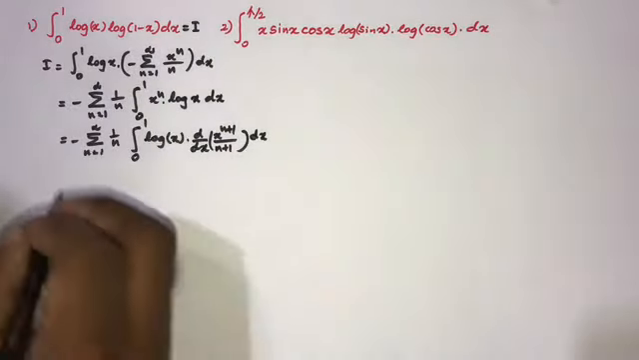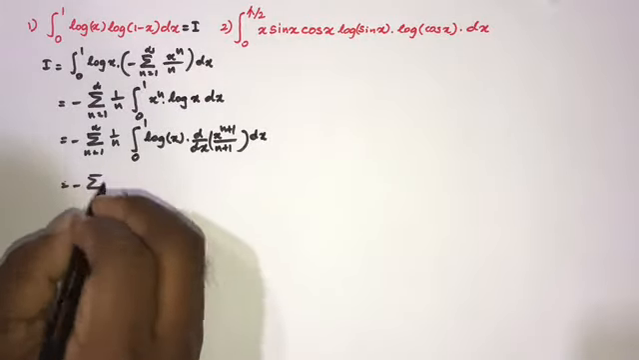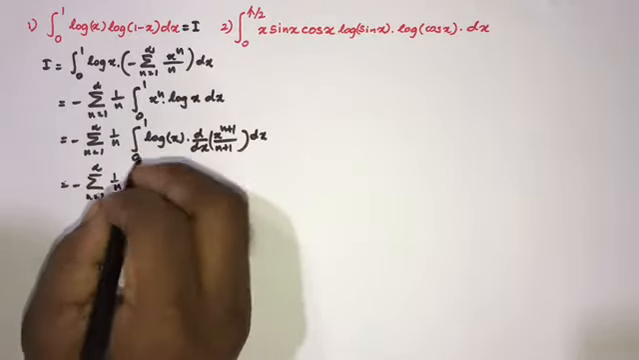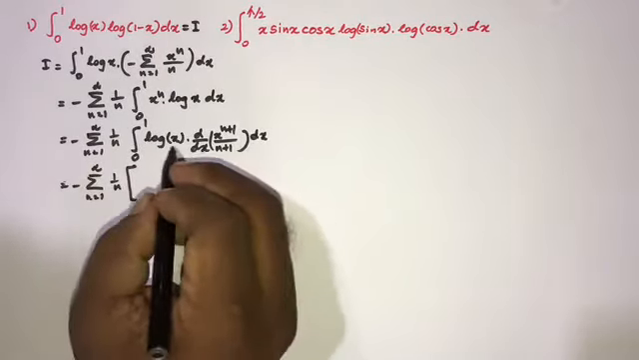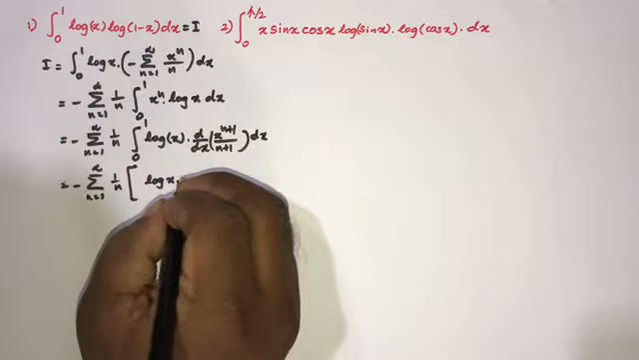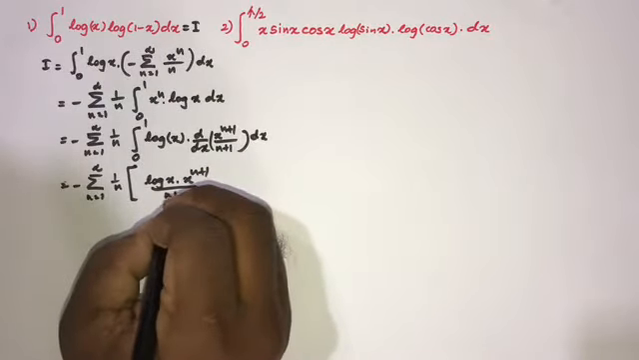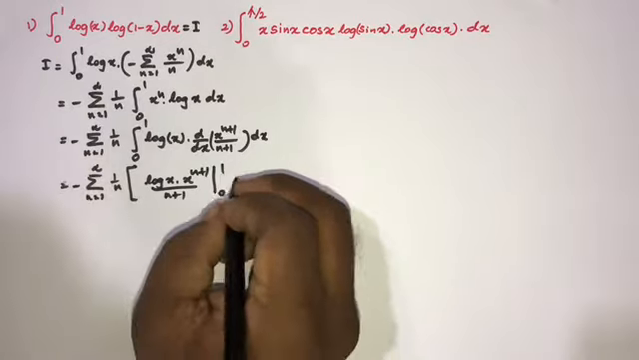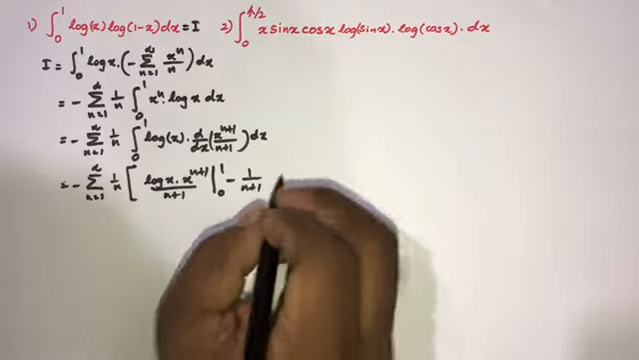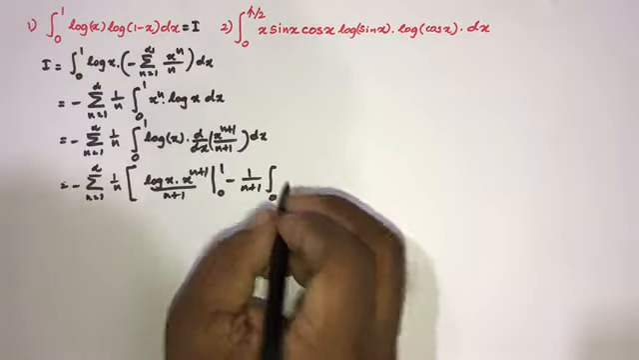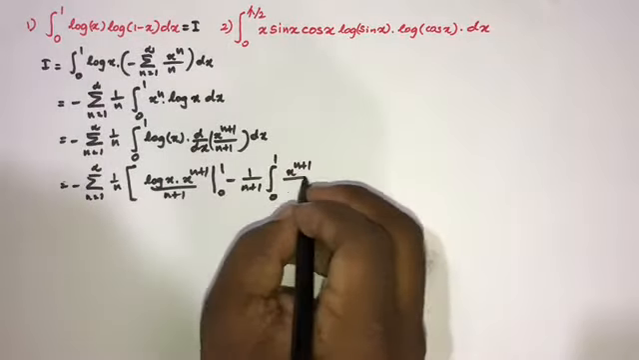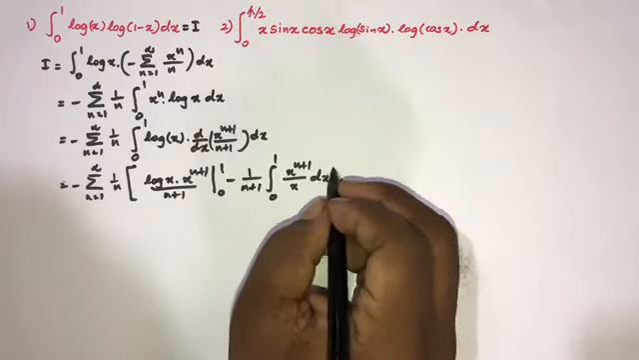Okay, then we can write here minus sigma notation 1 to infinity, here 1 over n. Now we know product of these two functions, so natural log of x times x to the n plus 1 over n plus 1, limit from 0 to 1, then minus, and here we know 1 over n plus 1 is a constant, so we can write outside of the integral sign and integral from 0 to 1, here x to the n plus 1. Now derivative of first function, we know 1 over x dx.